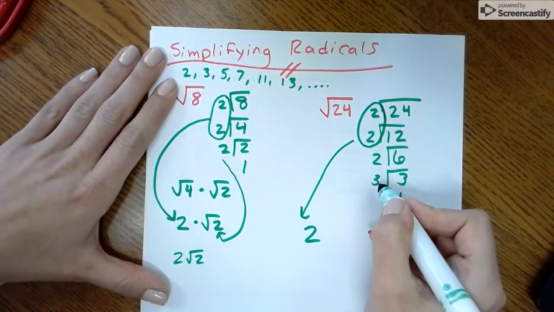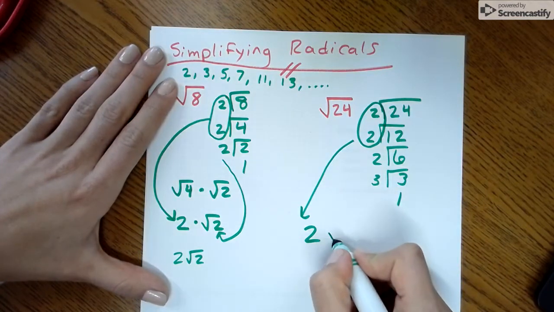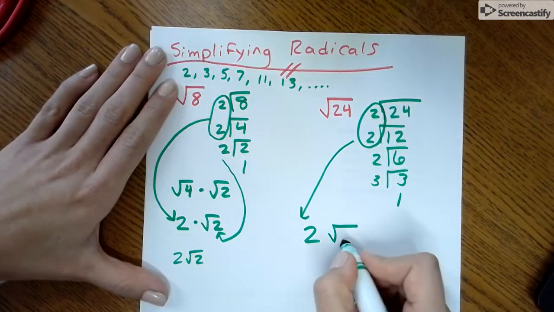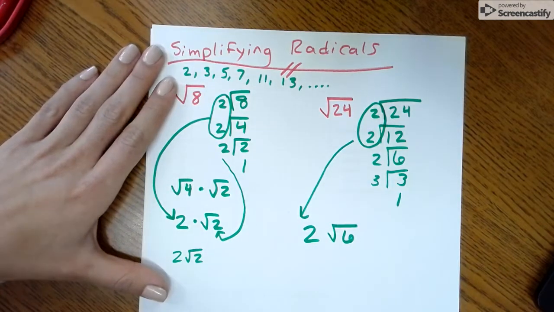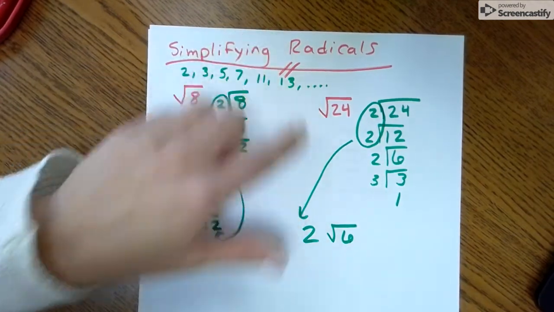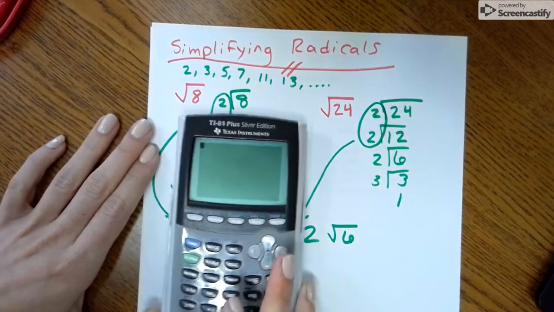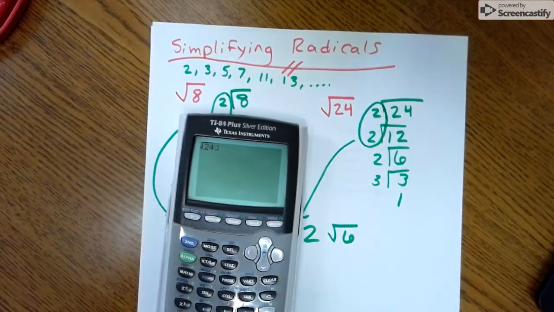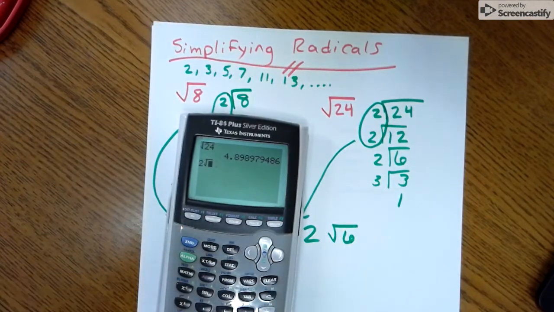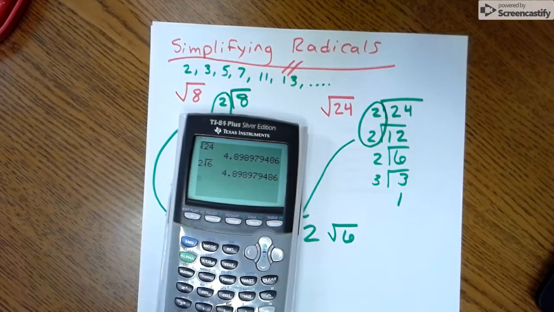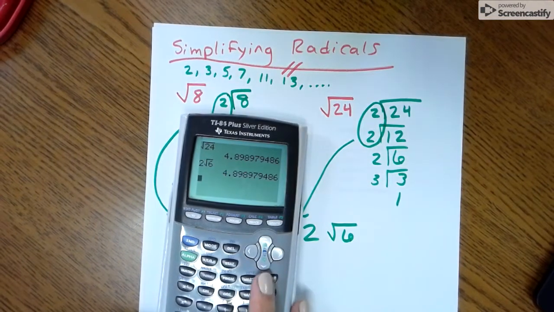And then these don't have a pair, so I'm going to multiply them back together and then put them back underneath the radical. So 2 times 3 is 6. All right, so your radical simplified would be 2 square roots of 6. And then again, check your answer. So square root of 24 and then 2 square roots of 6. And you can see again that you get the same thing.